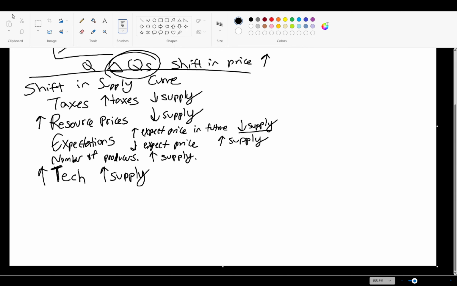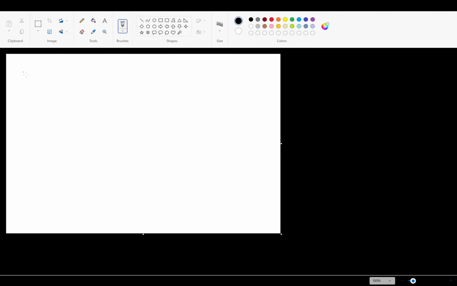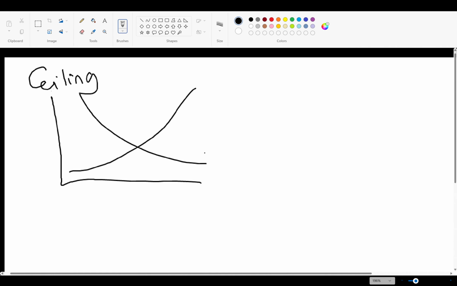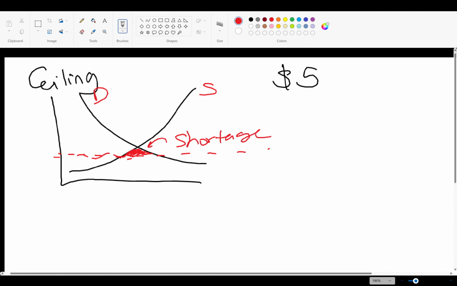Right, we're almost done. Now we just have to cover price ceilings, price floors, and quotas. So ceilings, a price ceiling is a mandate instituted by the government saying that something cannot go over this price. For example, gas cannot go over $5 a gallon. So this will be our supply curve and this is our demand curve. This would be our price ceiling. Price ceilings will create a shortage. And this is our shortage.